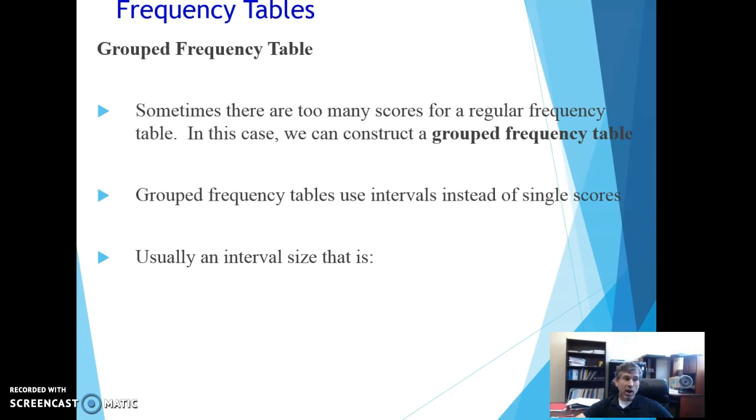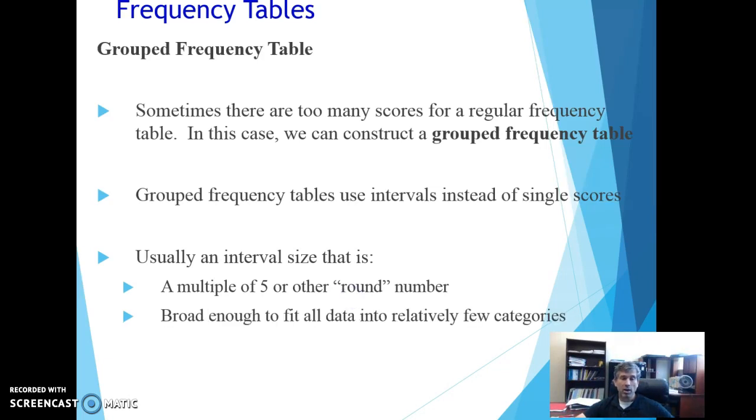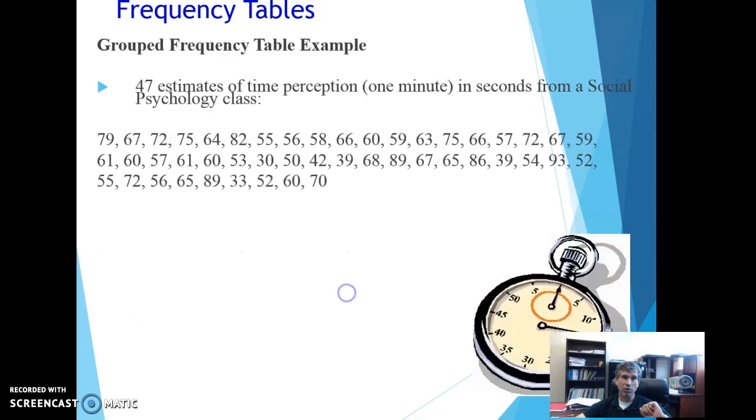Which interval size you choose depends on the actual nature of the data, but generally we pick things that are round numbers or multiples of 5, and we usually want to be able to fit all of our data into relatively few categories. 6 to 10 different categories is a decent rule of thumb. That's usually right around the sweet spot for giving as much information while still being very digestible.